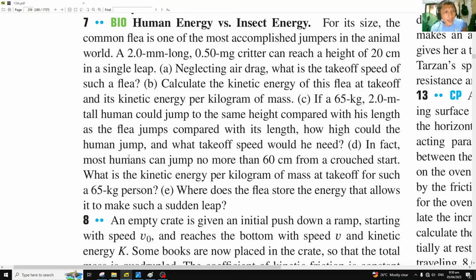Okay, good morning guys. Topic is, I think this is still potential energy. So, number 7, the last problem for potential energy.